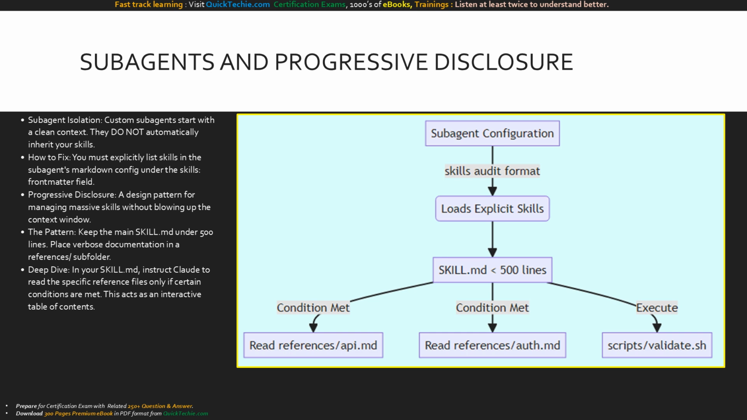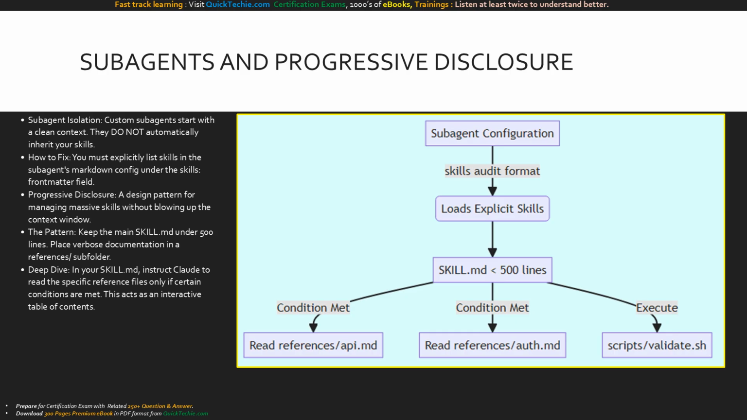Second, let's talk about building massive skills. If your workflow requires 20 pages of documentation, do not put it all in one skill.md file. We use a pattern called progressive disclosure. Keep your skill.md under 500 lines. Store the heavy documentation in a references subfolder.